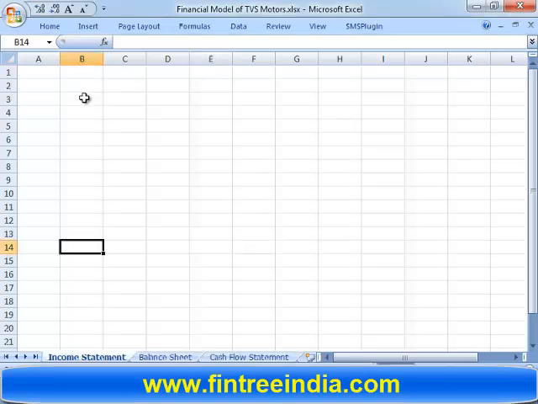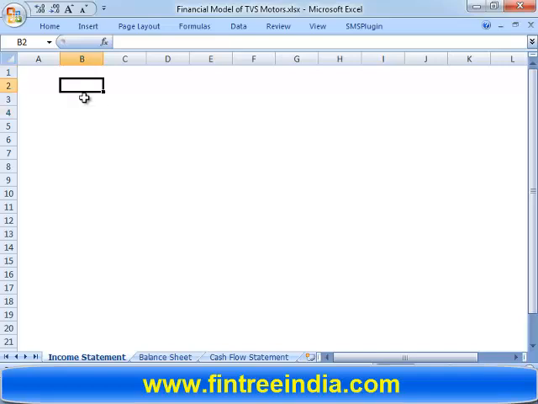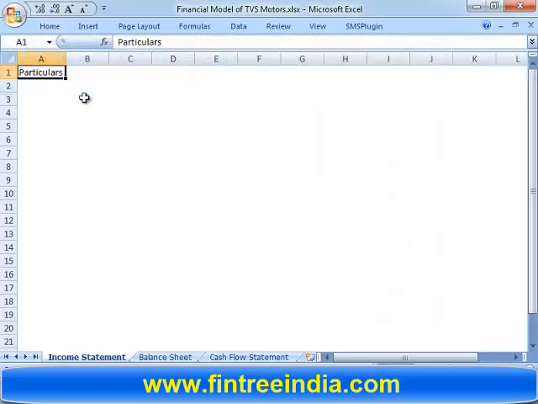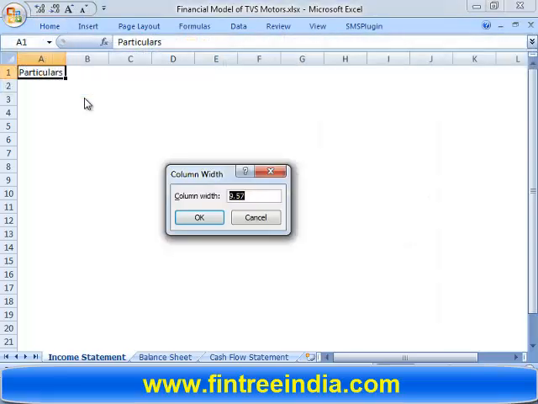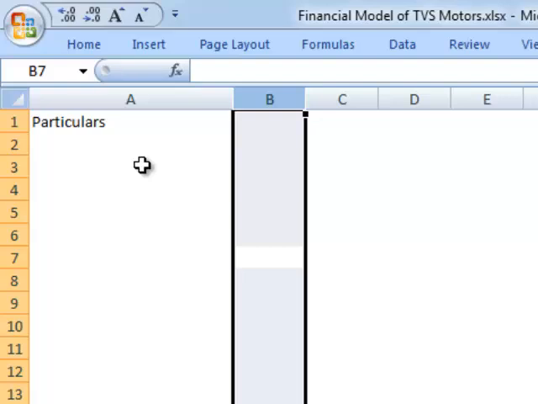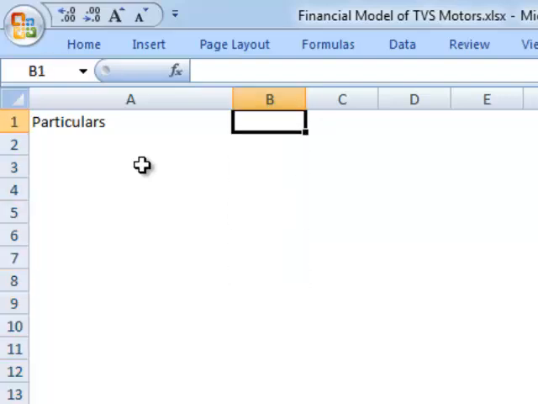Now come on to the income statement. This is where we will have particulars. So particulars is your column A. I'm increasing the width of this. Column B is to be kept blank, so we don't do anything in column B. That would be used for some other purpose later on.